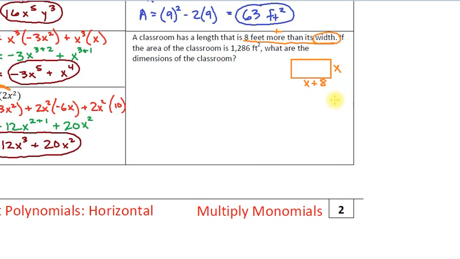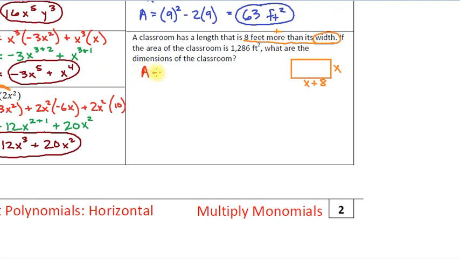And when you do this, class, just kind of talk through it with yourself one more time. Okay, do I have this right? I know the length is 8 more than the width. Well, if that's the width, that's 8 more, so it looks good. Talk it through, make sure it makes sense to you. And now we can go ahead and write this as an equation.